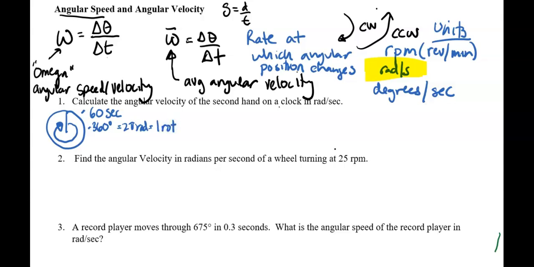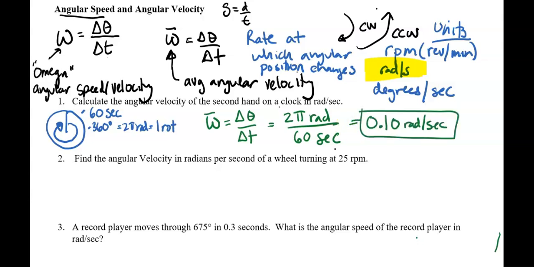Okay, let's go ahead and write it out. So again, average angular velocity is change in theta over change in time. So I need to think of quantities that are like once around. Change in theta is 2 pi radians to go once around. Time is going to be 60 seconds to go once around. Cool. I can plug it in and I got 0.1 radians per second. Let's go ahead and do another one.